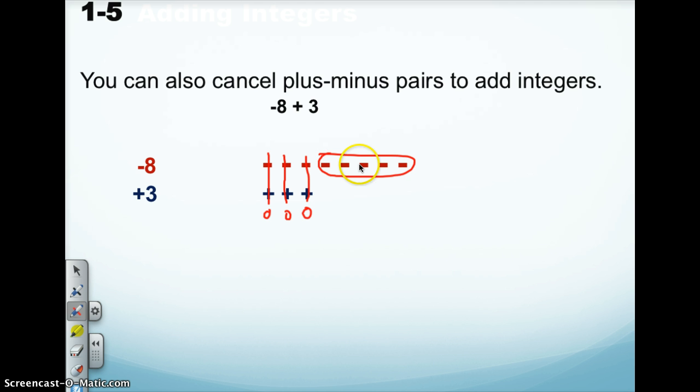We have 1, 2, 3, 4, 5, and they are negatives. So that -8 plus 3 equals -5. Go ahead and display this on your notes. This was my favorite method when I first learned how to add integers.